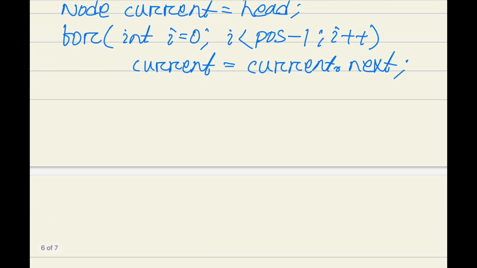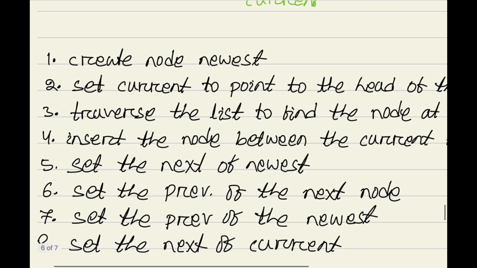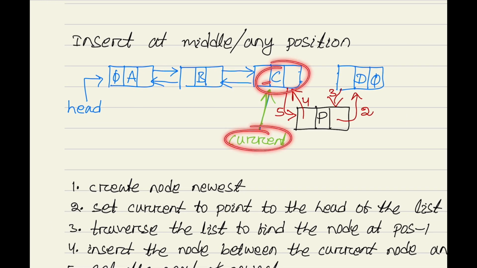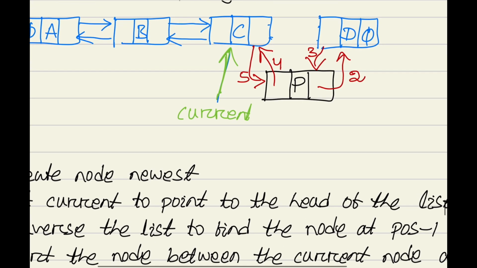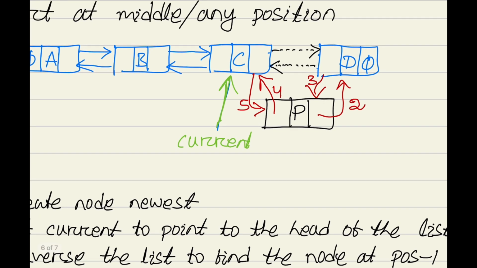Now once we find the node just before the position, that means here we reach at C. So now current refers to this C. So what is the first step? First update the next of P, or update the next of newest, and it is going to refer to D. To D means current dot next. Previously we have the structure like this. So previously the next of C was D.